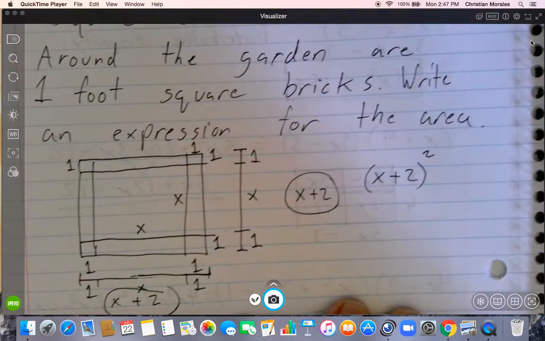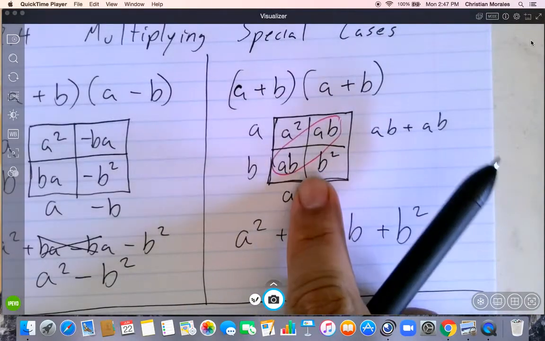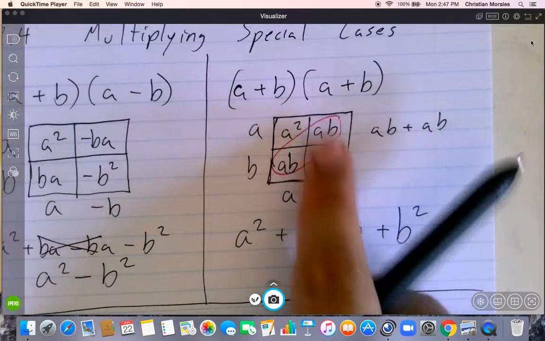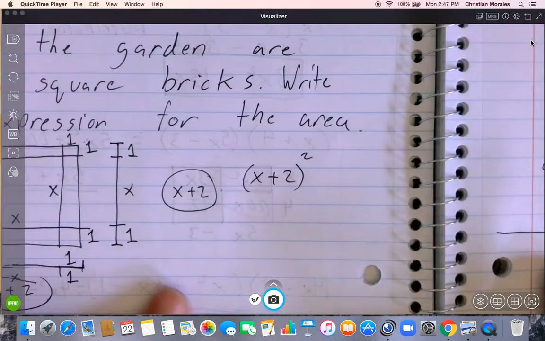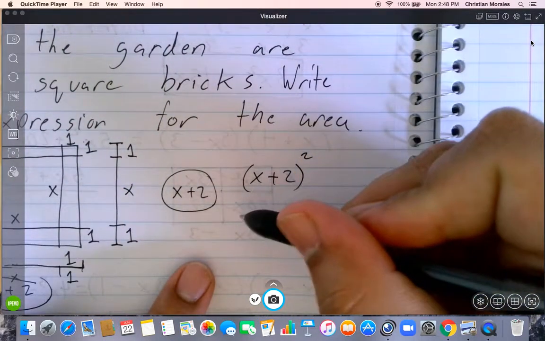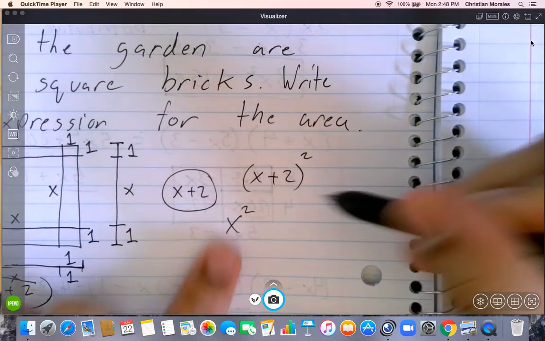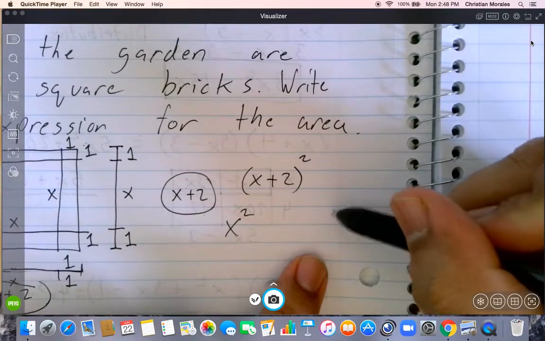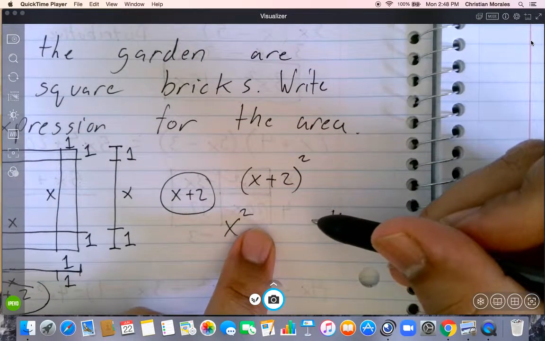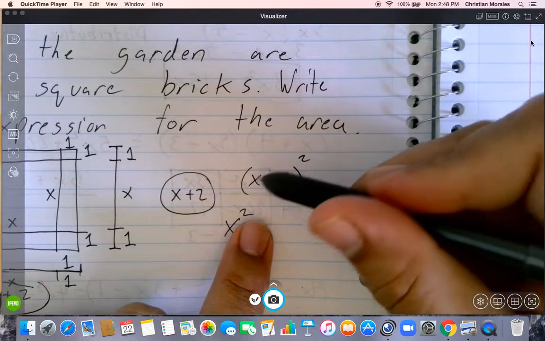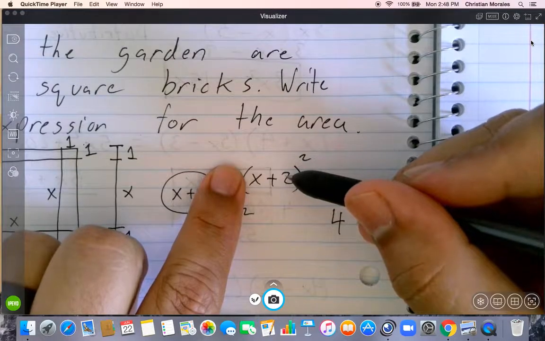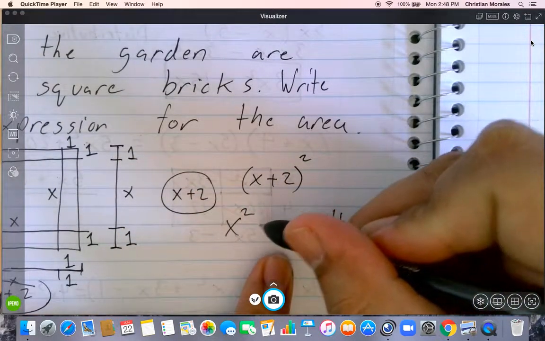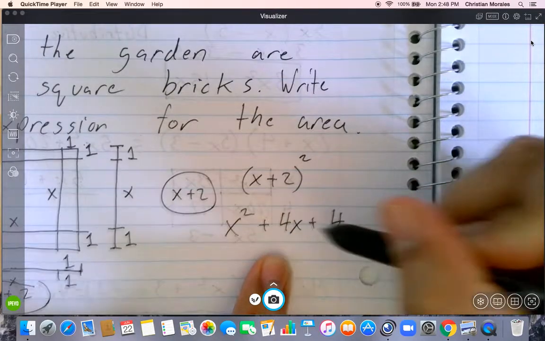So that looks like this. The same two terms giving you an answer like this. If I keep that pattern in mind, that means that the first term in my answer is going to be x squared. The last term is going to be 2 times 2 is 4. Now what's going to be in the middle? 2 times x times 2. So what is x times 2? 2x, but double it, 4x. So your answer will look like this.